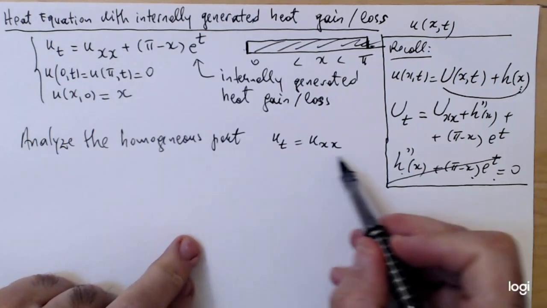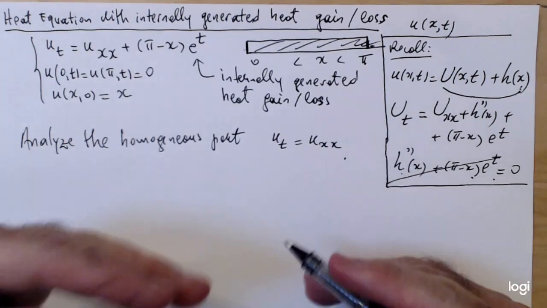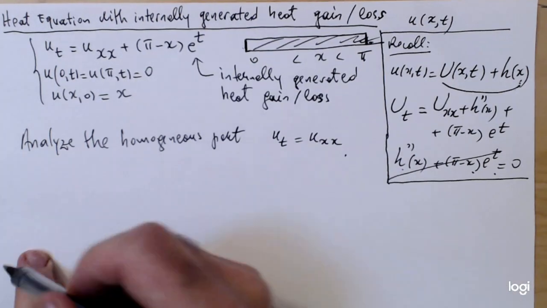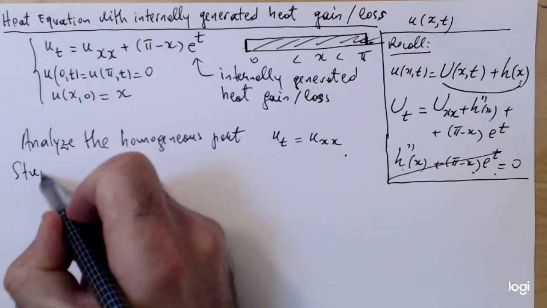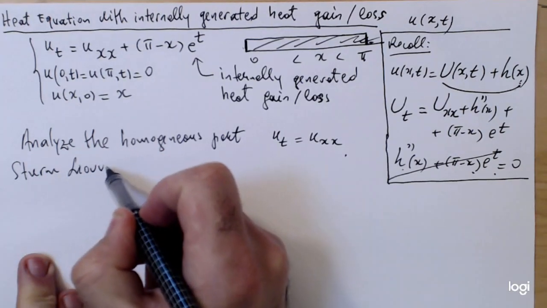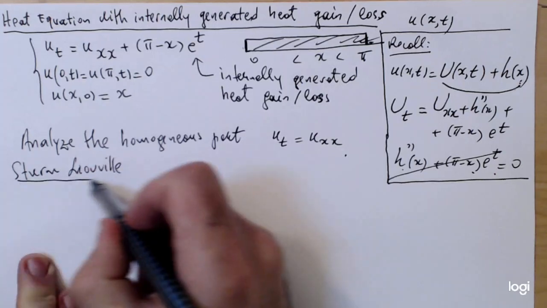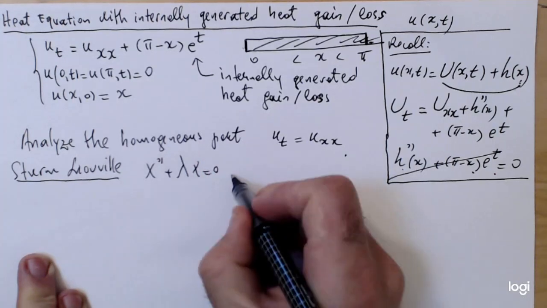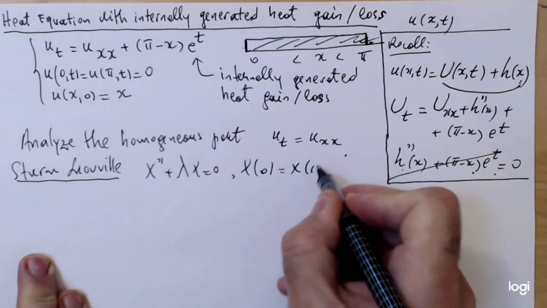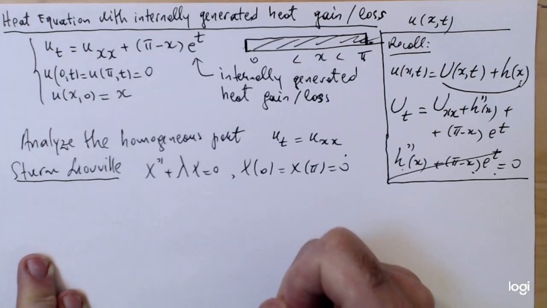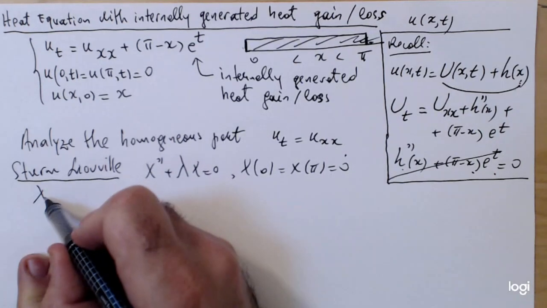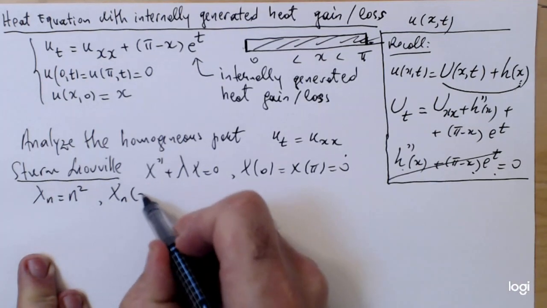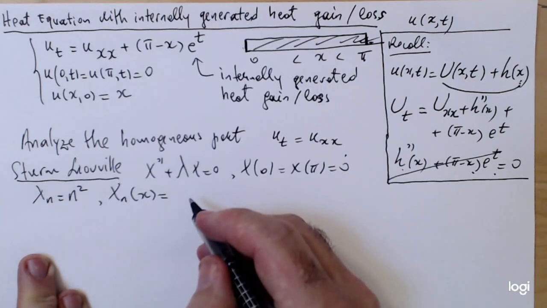So if I were to solve the homogeneous part, you can take the time to do all the details, but at this point, let's just state it right away, because we met this before. The Sturm-Liouville problem is going to be X double prime plus lambda X equals 0 with the boundary condition X of 0, X of pi equals 0. And we know already that the eigenvalues are lambda n equals n squared on the interval 0 to pi, of course, and the eigenfunctions are sine of nx.